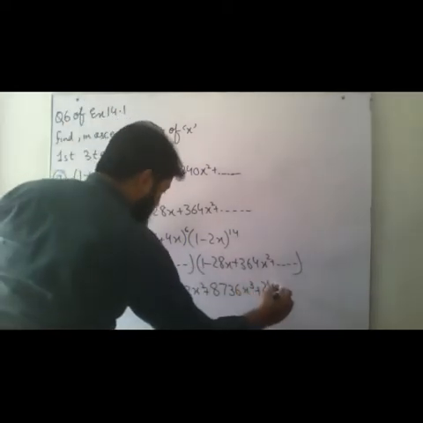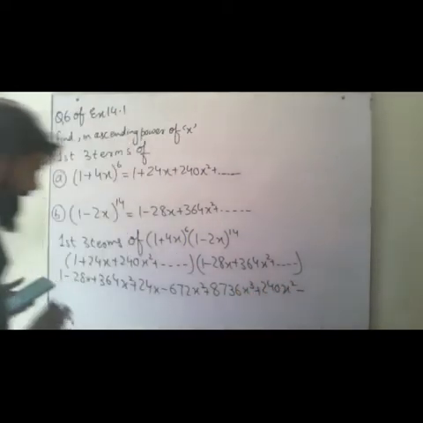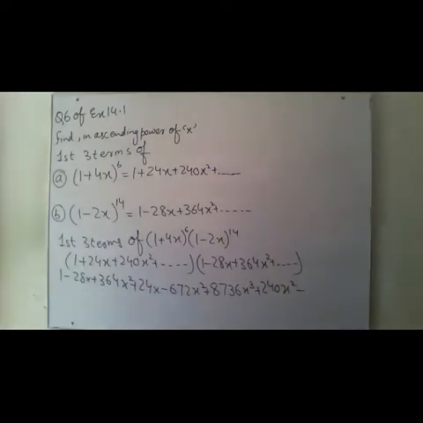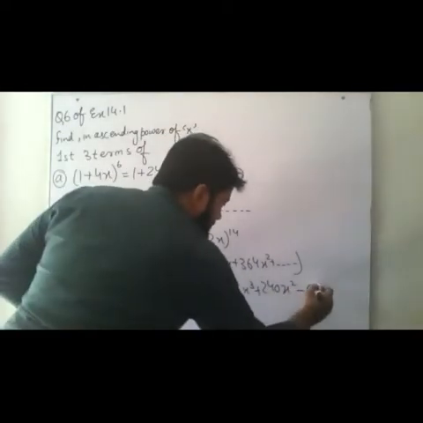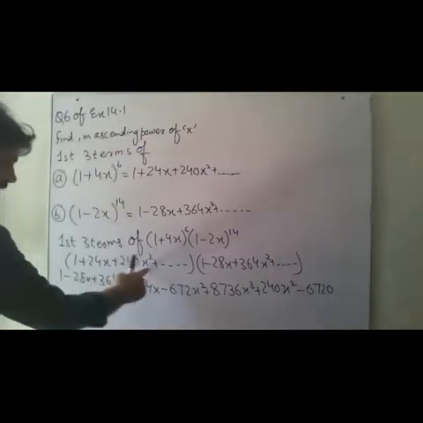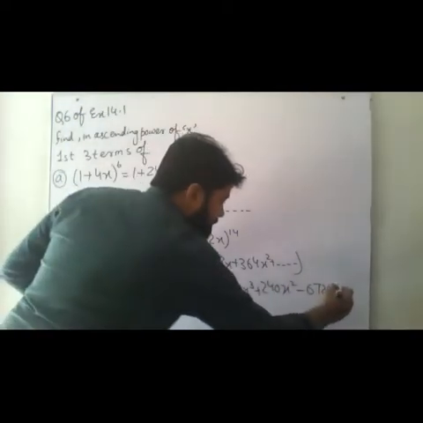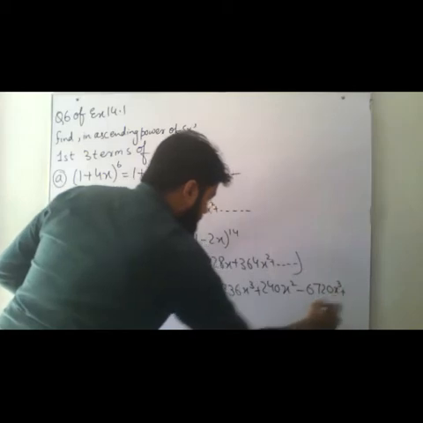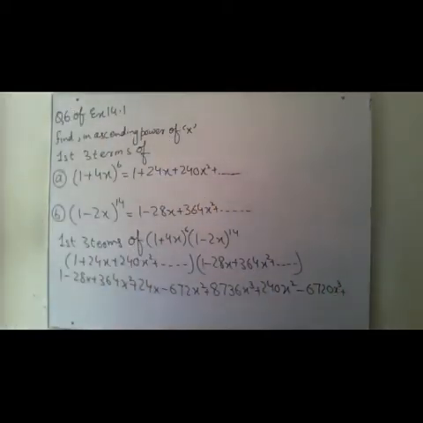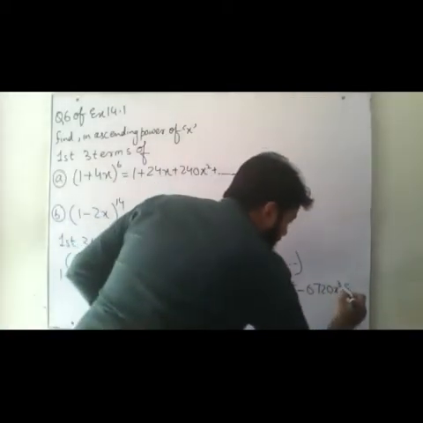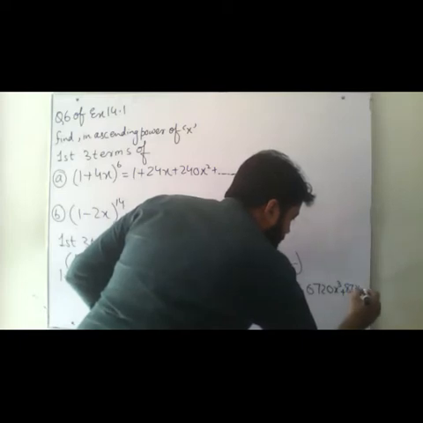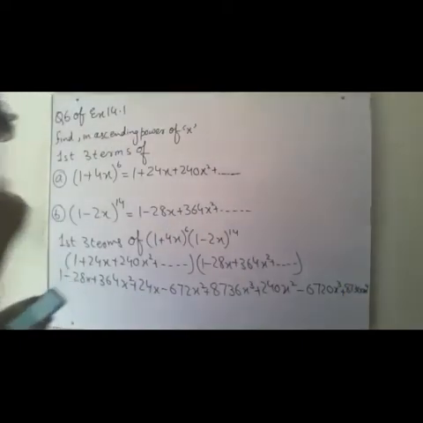Next, I multiply 240x square by 1, plus 240x square. Then minus 240 into 28, the result is 6720, and x square and x will become x cube. Plus 364 into 240, and my answer is coming 87360 x power 4.